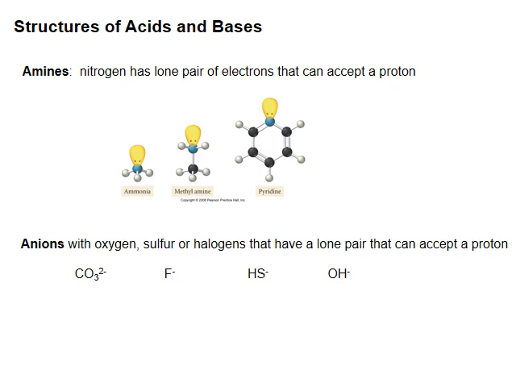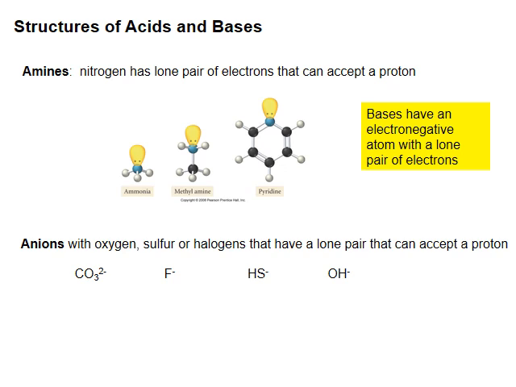The lone pair electrons make the bond to the proton. Bases generally have an electronegative atom with a lone pair of electrons. It's these lone pairs that can form a bond to an H+ ion. Another class of bases are anions that have oxygen, sulfur, or halogens. These will have a lone pair of electrons that can accept a proton.